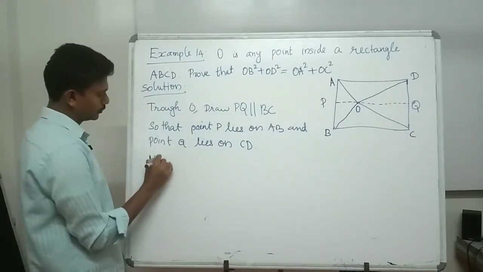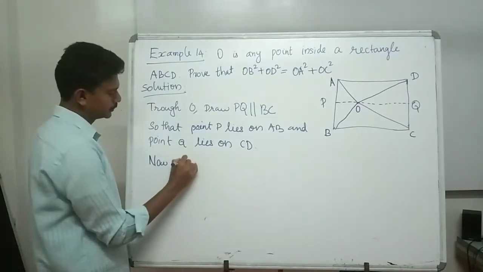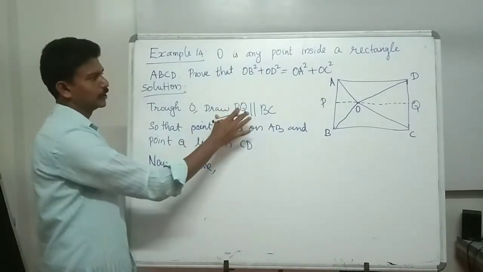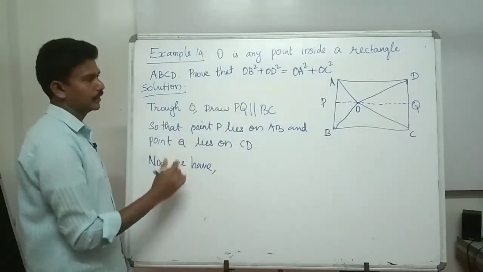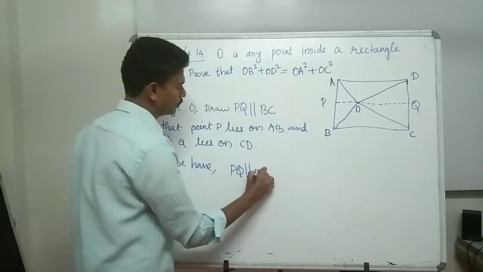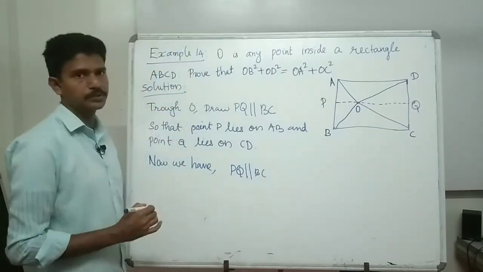So now, because we have drawn the parallel line, we have PQ parallel to BC.